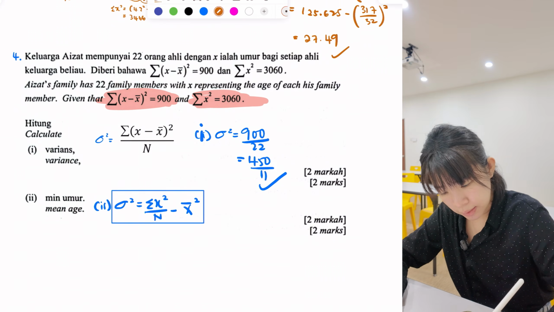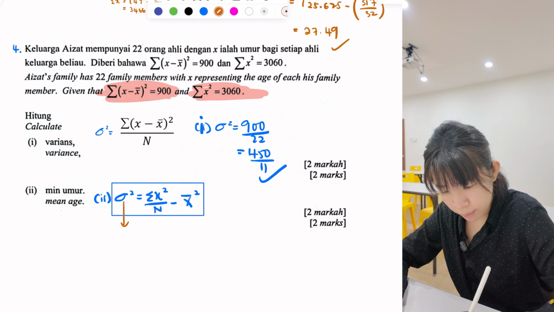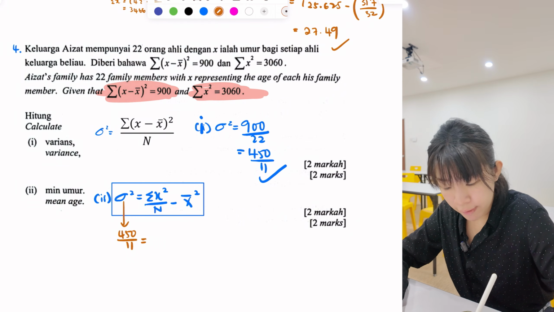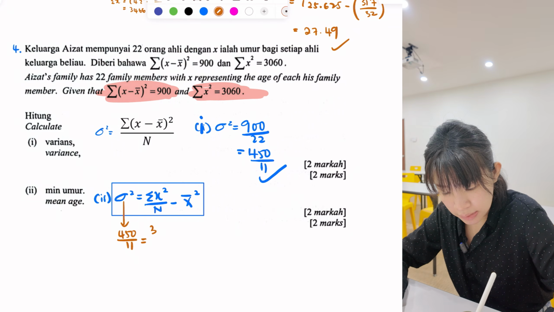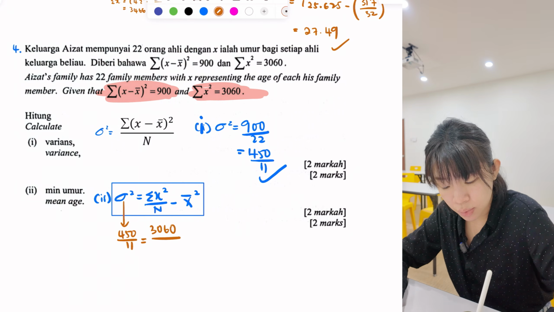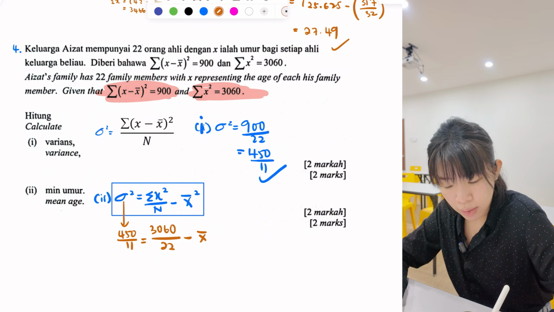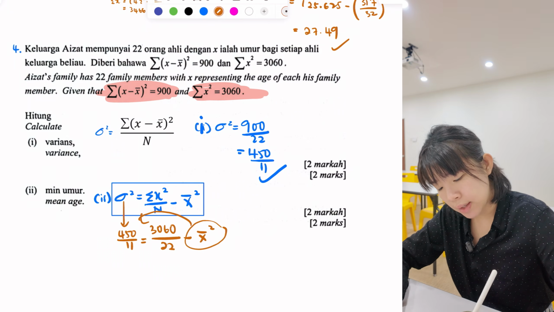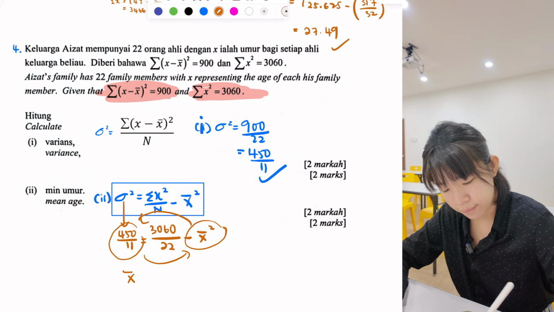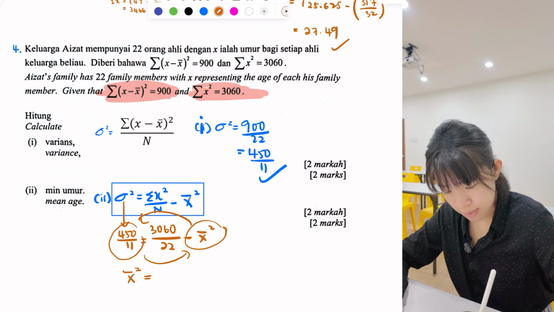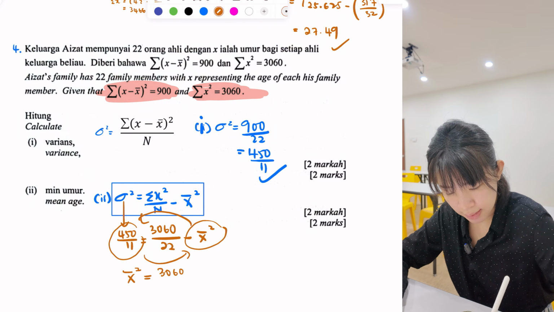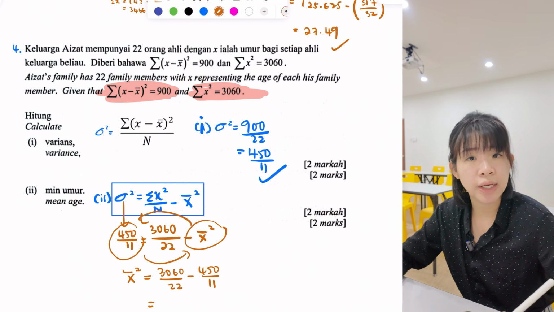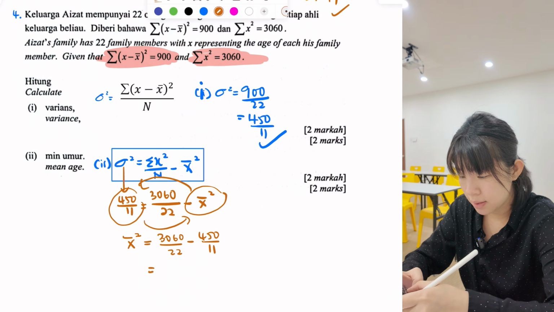Okay, follow this formula. For variance we put 450 over 11, equals sum of x squared, which is 3060, divided by n, which is 22, minus mean squared. Mean we don't know. Okay, this one remains. So the minus mean squared brings over, this one brings here, so mean squared equals 3060 divided by 22 minus 450 over 11. Now key in your calculator, see what you get.